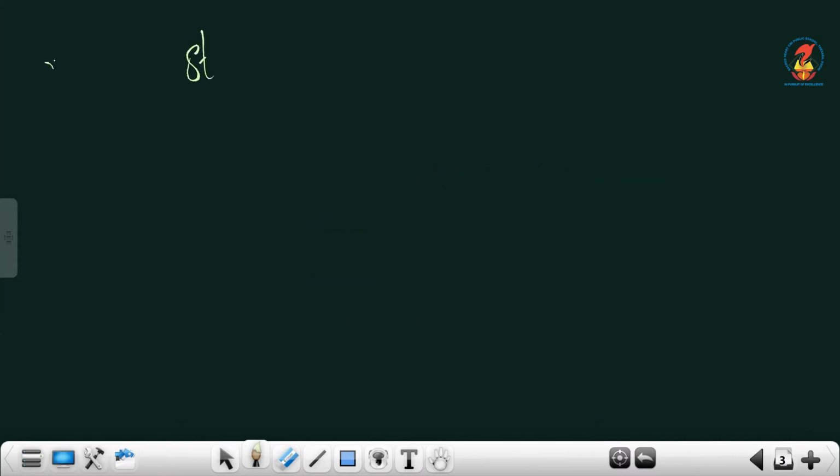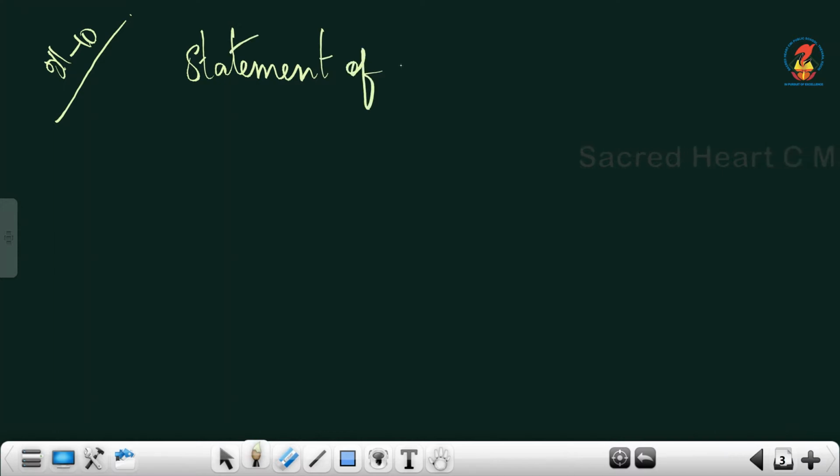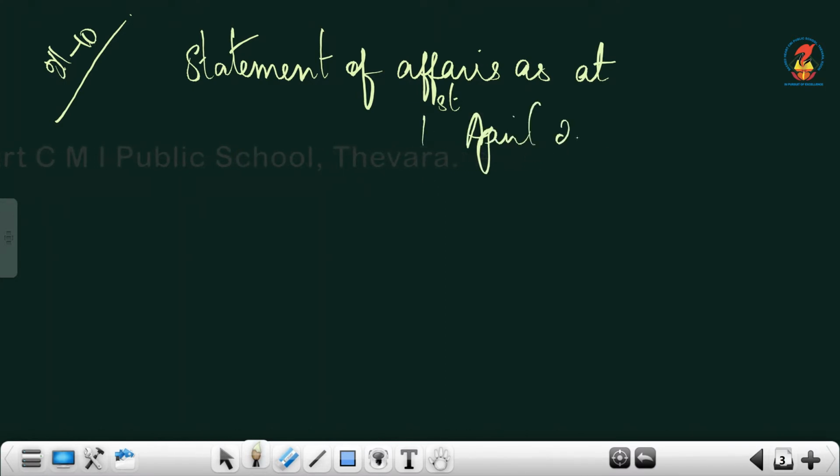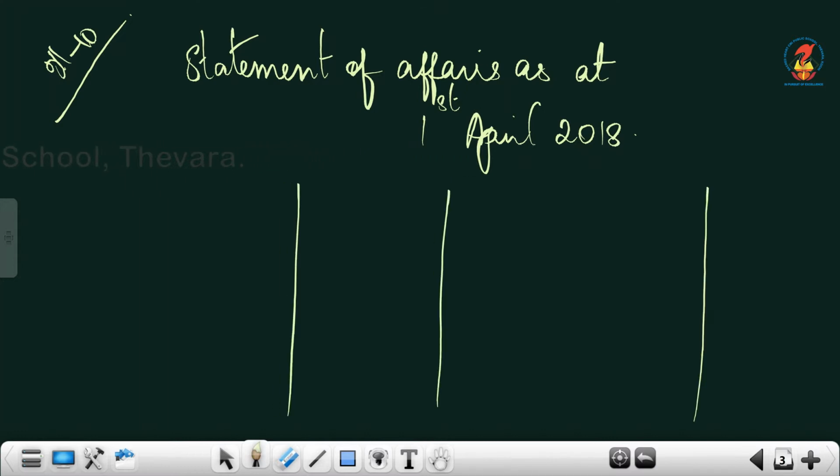So you give the heading, this is illustration 10. Statement of FS as at 1st April 2018. Okay. Always draw the format and give column headings.